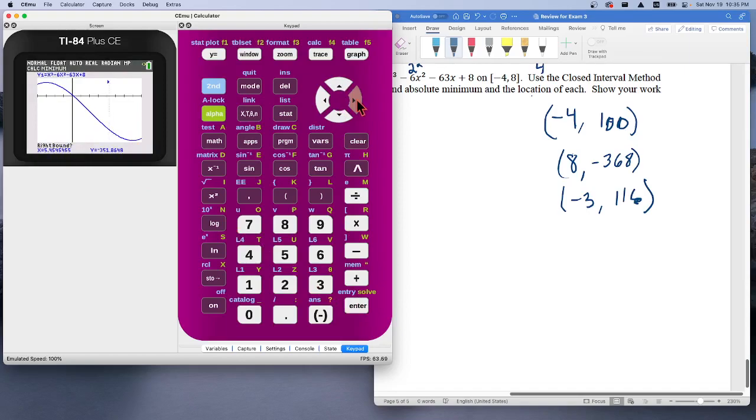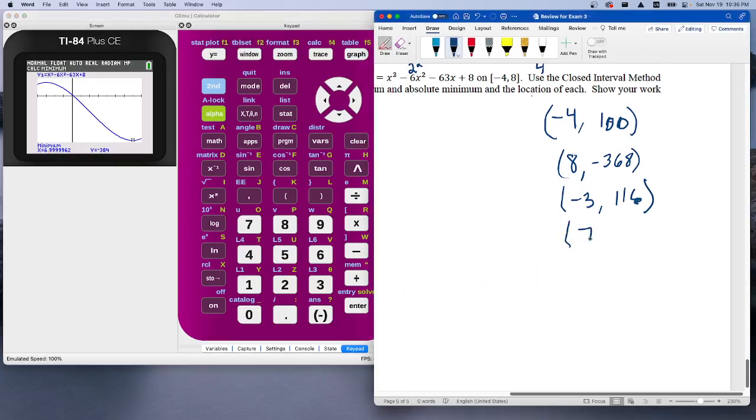And then I keep going till I get to the right bound, which is to the right of where the minimum is. I see it's here. I'm to the right of it. I'll hit enter, enter for my guess, and at 7, if you round this, we get a minimum of negative 384.